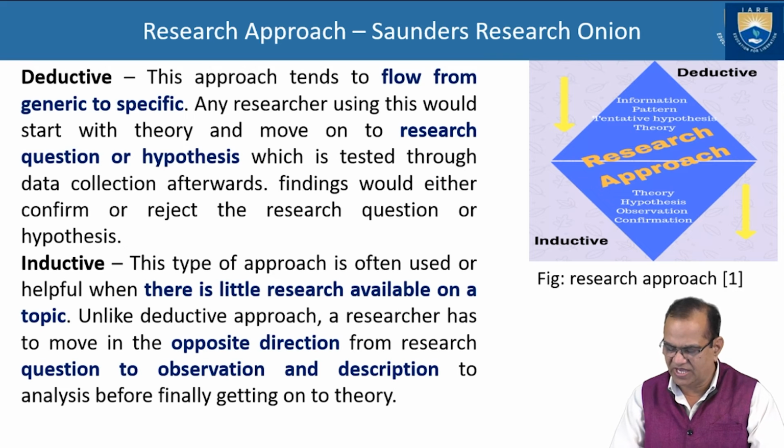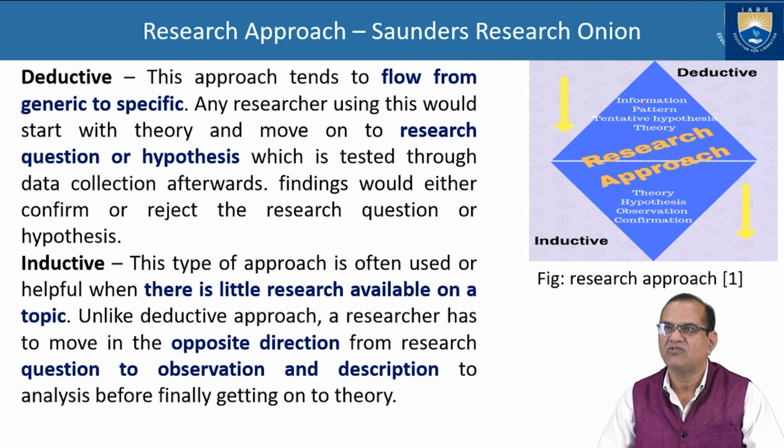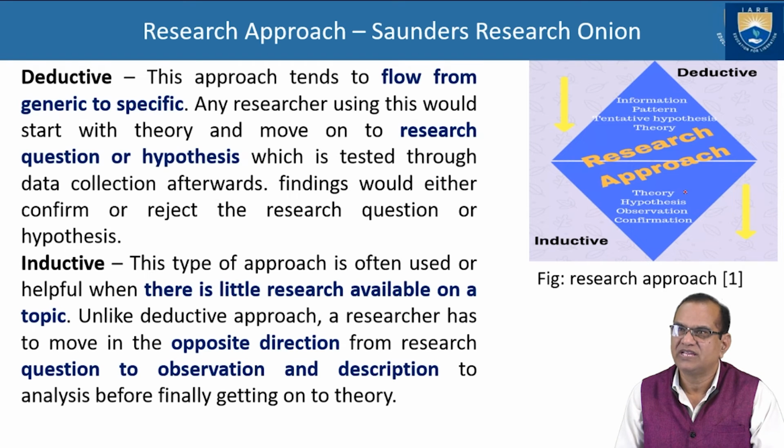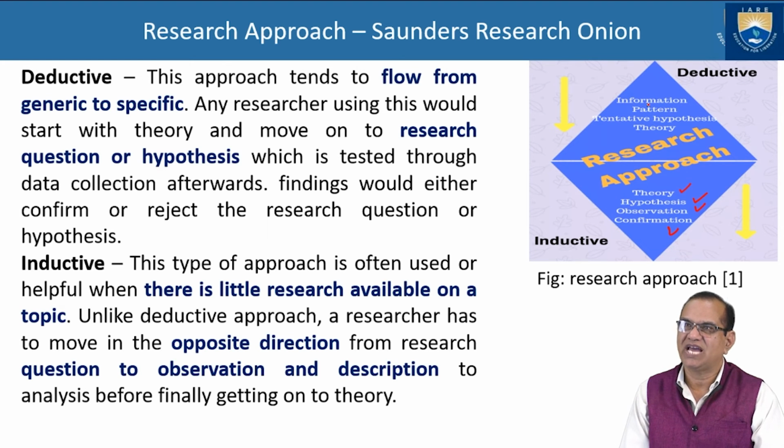So here if you see, we have 2 zones. This is inductive and another is the deductive research approach. Here we have the information, pattern, tentative hypothesis, theory. In this we have the theory, hypothesis, observations and confirmation. So first, in this deductive approach, we have to first see the theory, then we should make the hypothesis, then we have to do the observation, and then we have to do the confirmation. Here it is in the opposite direction.